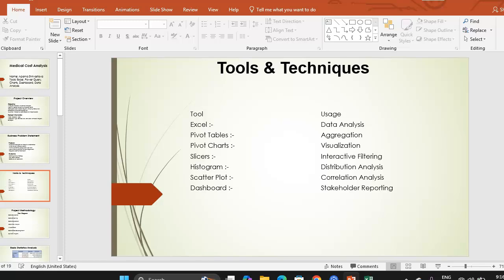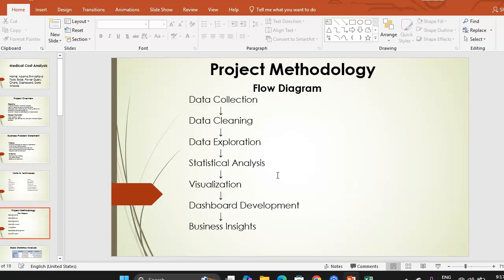Tools and techniques used. For this project, I used Microsoft Excel as the primary analytical tool. The key Excel features used include pivot tables for aggregations, pivot charts for visualizations, slicers for interactive filtering, histograms for distribution analysis, scatter plots for correlation analysis, and a dashboard for stakeholder reporting. I also used Excel functions such as average, median, standard deviation, correlation, IF formula, and count function. These tools help transform raw data into meaningful business insight.